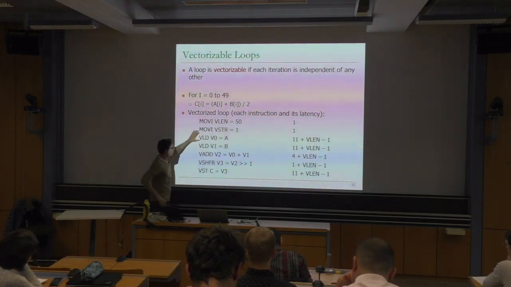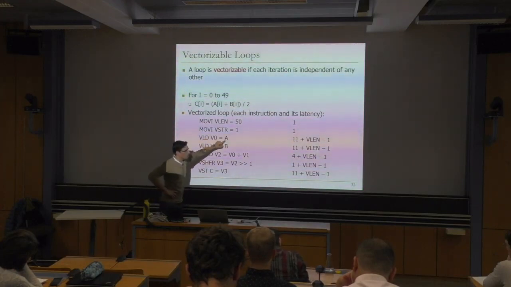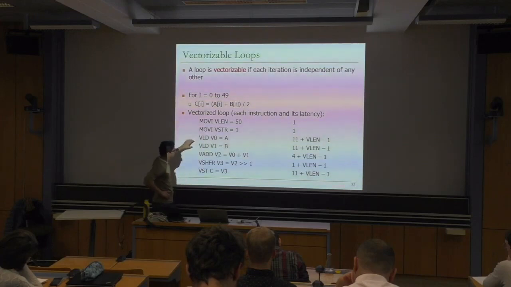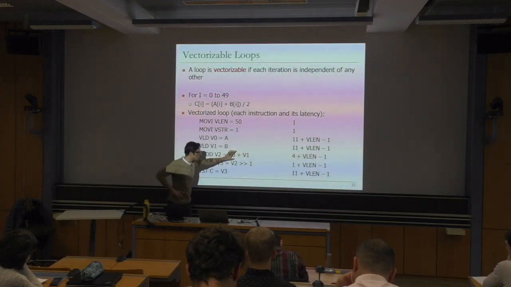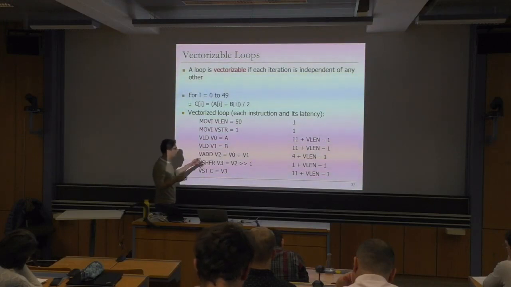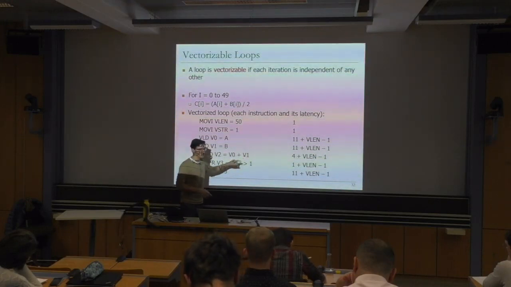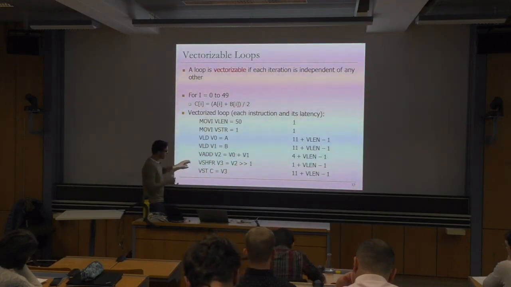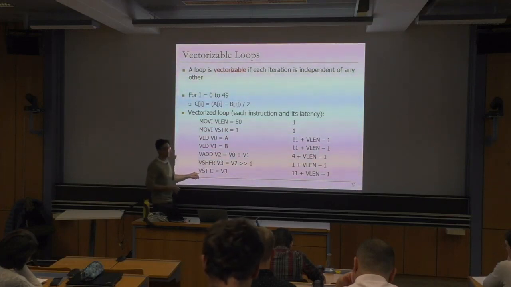And then a vector load to read the 50 elements from array A, and then another vector load to read the 50 elements from B, and then we add element plus element, all of them in these two vector registers, B0 and B1, then we shift right, and finally we store.